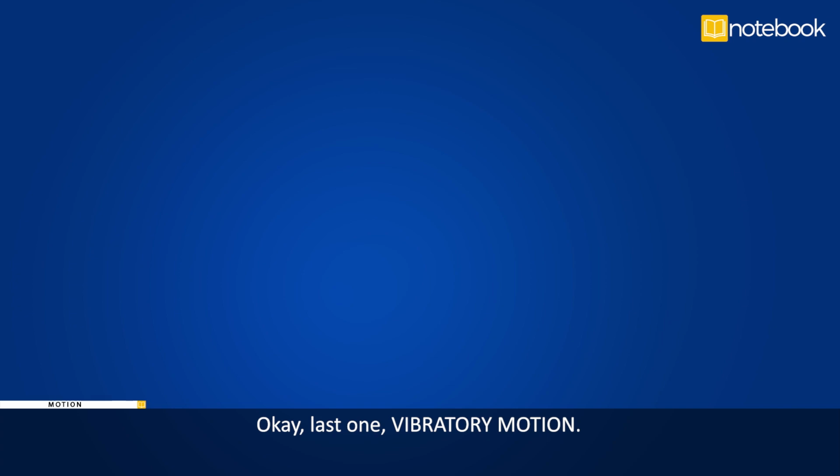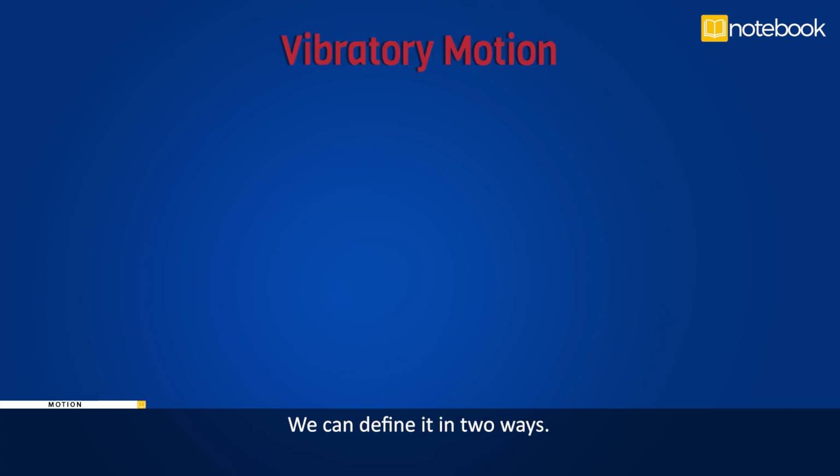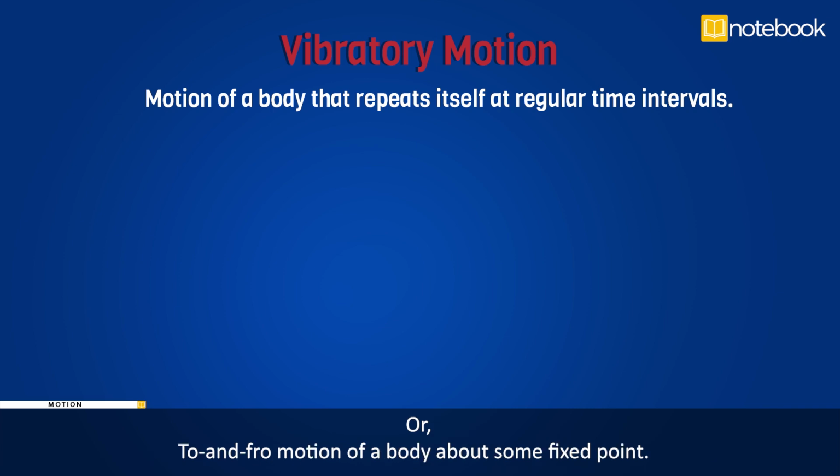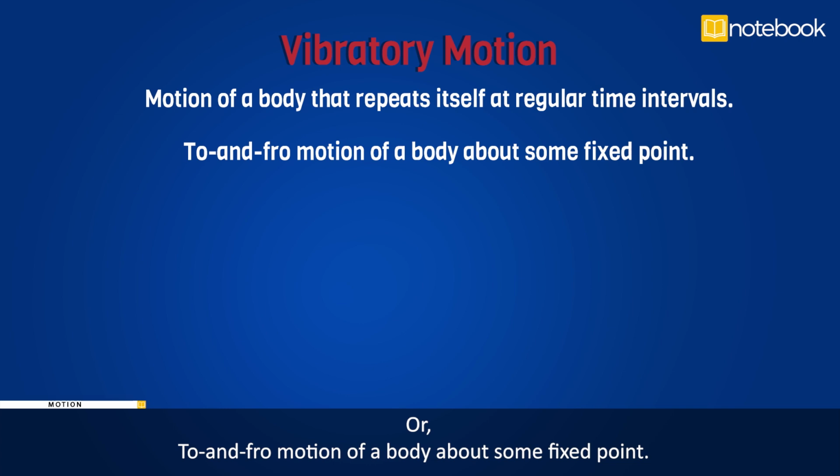Okay, last one, vibratory motion. We can define it in 2 ways. We can say motion of a body that repeats itself at regular time intervals, or to and fro motion of a body about some fixed point.